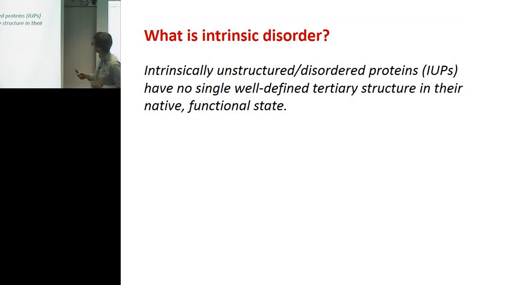Let me show you what the general concept is. People define intrinsically unstructured or disordered proteins as those that don't have a single well-defined tertiary structure in their native functional state. So they have a function, and they have a low energy state. They seem to be working under physiological conditions, but a region of that protein, or many regions, cannot be crystallized. That's the way they're defined. If you don't have a crystal structure, then you believe that you have an intrinsically disordered protein.